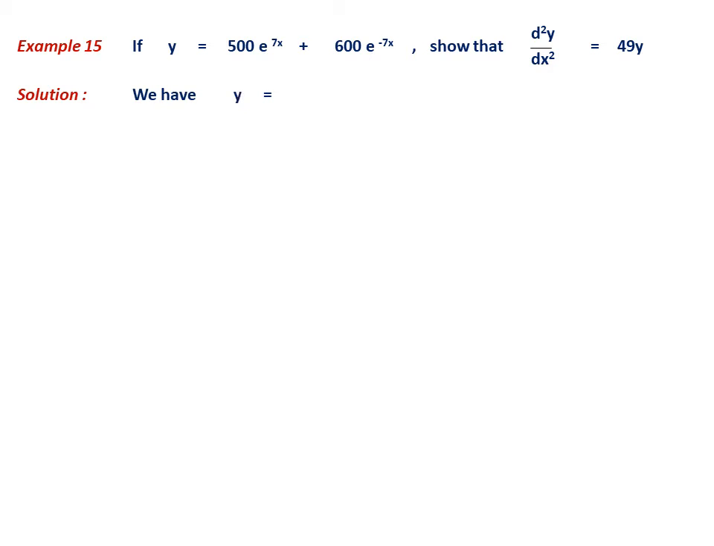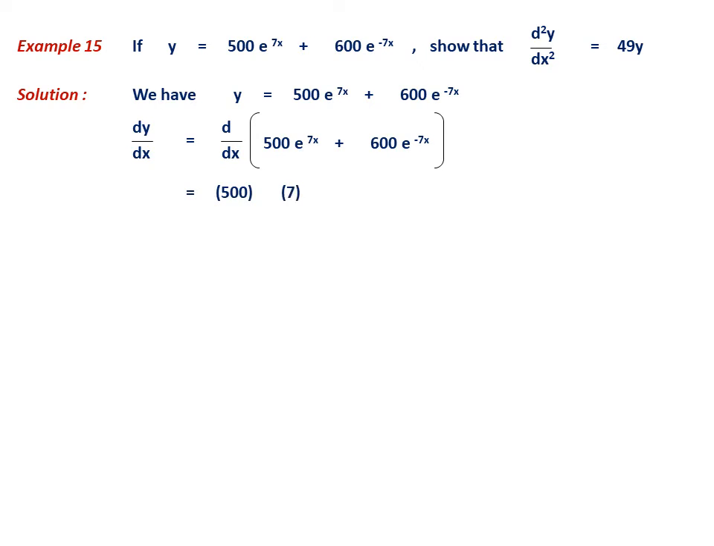So we have y equal to 500 e power 7x plus 600 e power minus 7x. dy by dx equal to d by dx of 500 e power 7x plus 600 e power minus 7x. So this equals 500 constant. Then differentiation of e power 7x is 7 into e power 7x, chain rule. Similarly, the second one is minus 7 into e power minus 7x.